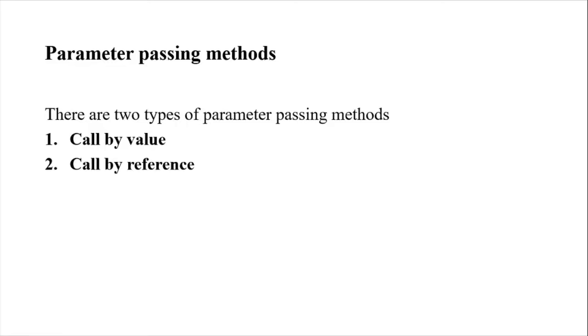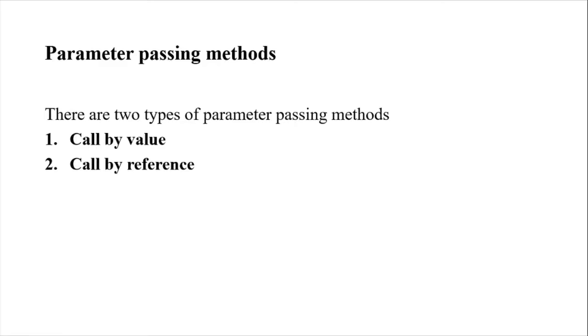Hi students, welcome to our next video session, that is parameter passing methods. There are two types of parameter passing methods, call by value and call by reference. The call by value method we have already discussed in the session on actual argument and formal argument. If you forgot, then please watch that video again, actual arguments and formal arguments. Then only we go for today's video.